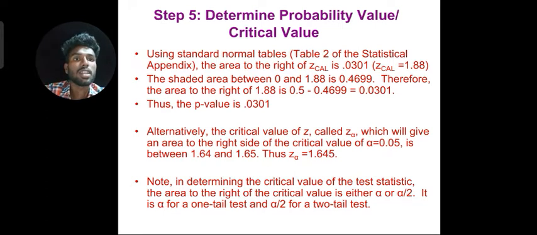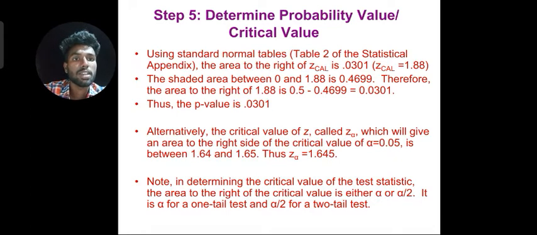0.0301. Alternatively, the critical value of Z, called Z alpha, which will give an area to the right side of the critical value of alpha equal 0.05, is between 1.64 and 1.65. Thus, Z alpha equal to 1.645.